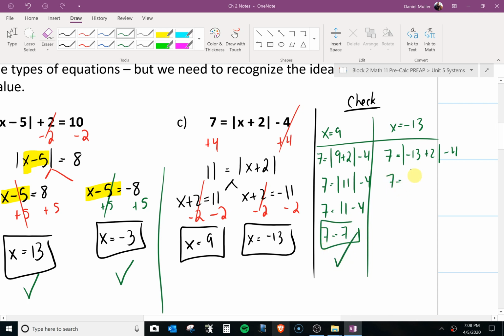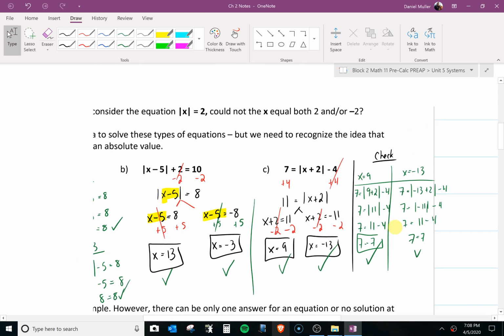Okay, 7 is equal to negative 13 plus 2, which is negative 11, in absolute values, minus 4. Now the absolute value of negative 11 is just 11. Okay, so 11 minus 4 is 7. Okay, so both of those work. I have confirmed that they both work, so our answers are good.